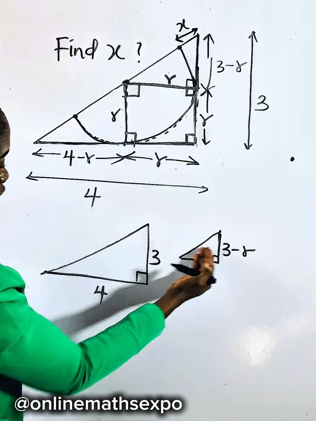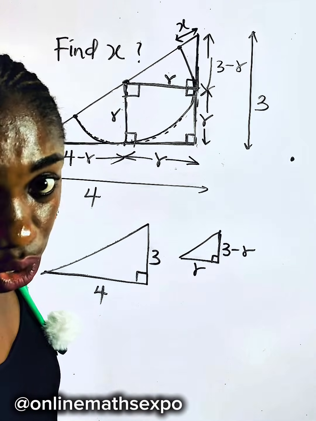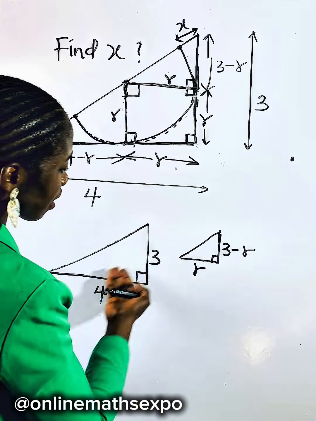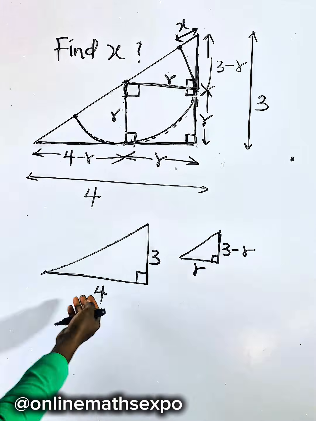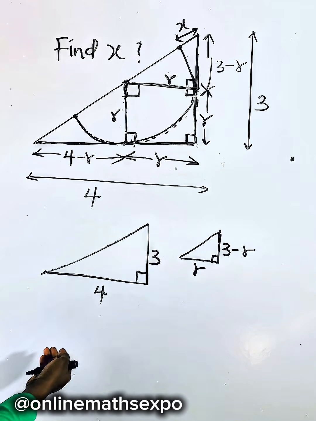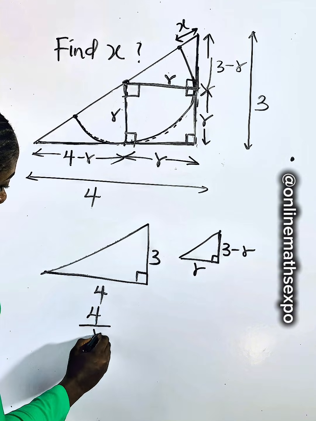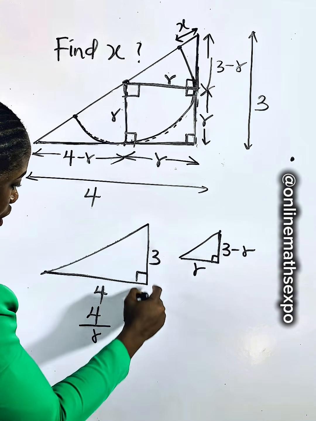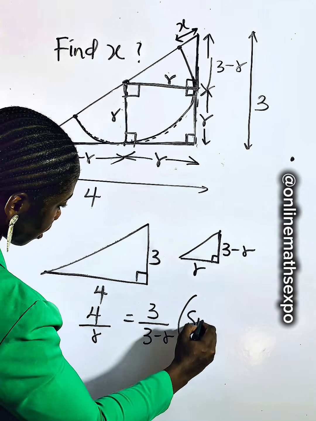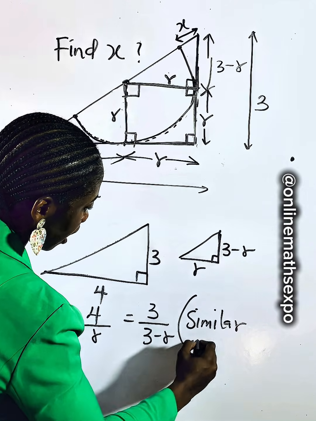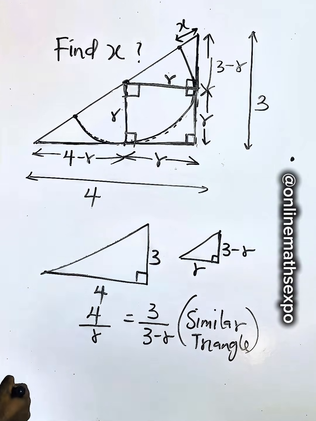When you have these two shapes, you know that this has led you to similar triangles. And if these are similar triangles, we are going to obey the similar triangle property. Remember, the sides are proportional. So it means we are going to have 4 divided by r equal to this side divided by 3 minus r. That is your similar triangle. Now, what do you do with this? We are going to use it to find the value of r.